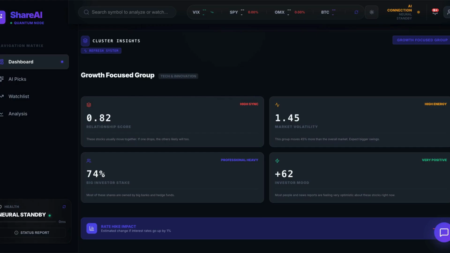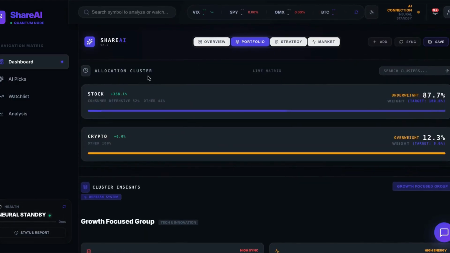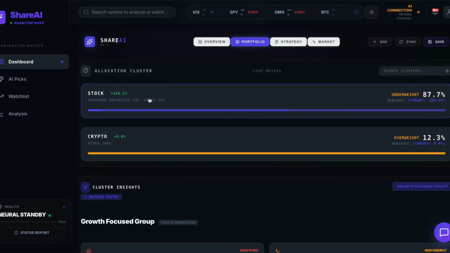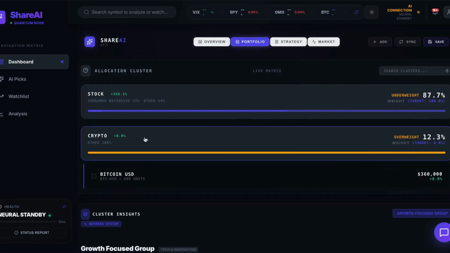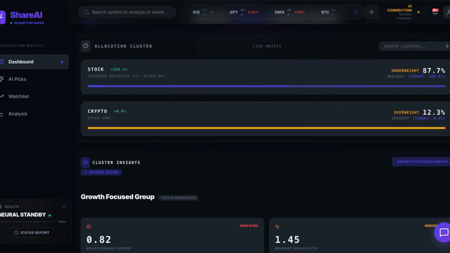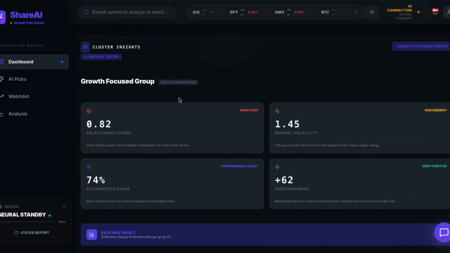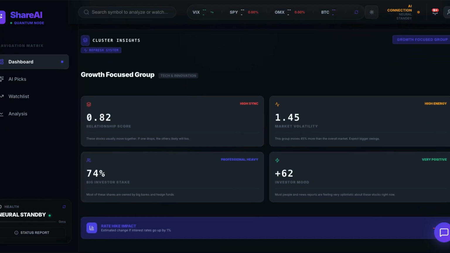Here's a quick look at the portfolio screen in ShareAI. This screen groups a user's investments into allocation clusters, making it easy to understand how their assets are distributed. For example, in the stocks cluster, you can see all the companies the user has invested in. Similarly, the crypto cluster shows the different cryptocurrencies in the portfolio. Beyond just listing assets, ShareAI provides cluster insights to help users understand how these investments behave together.